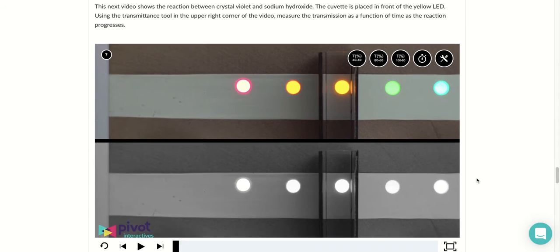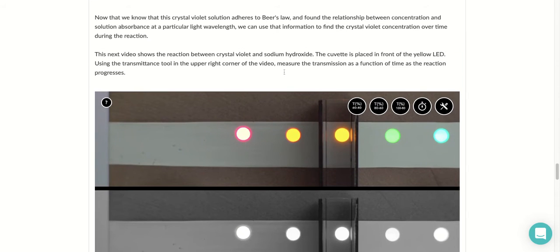We are on part 3. So let's just talk about what's going on. We're using Crystal Violet, and we already tracked using Beer's law how we could get from absorbance to concentration, right? Transmittance, absorbance, concentration. So we have that done for us. We now know that when the spectrophotometer, or when our little tool up here, spits out a transmittance, we can get that into concentration of Crystal Violet.